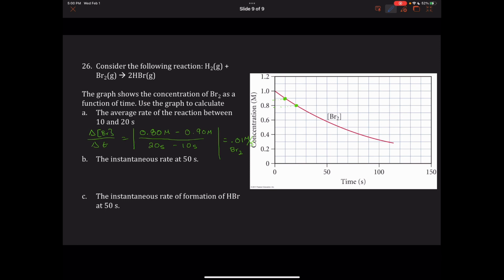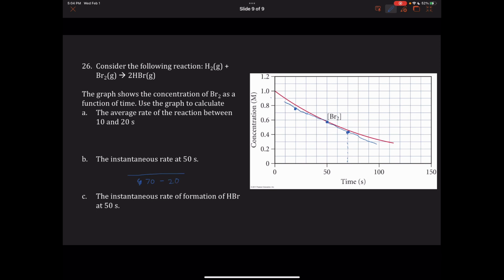For B, we're asked for the instantaneous rate at 50 seconds. So we locate 50 seconds. We're going to draw a tangent line. Let me pick this point. And we're going to calculate the slope between those points. So we've got 70 seconds and 20 seconds.